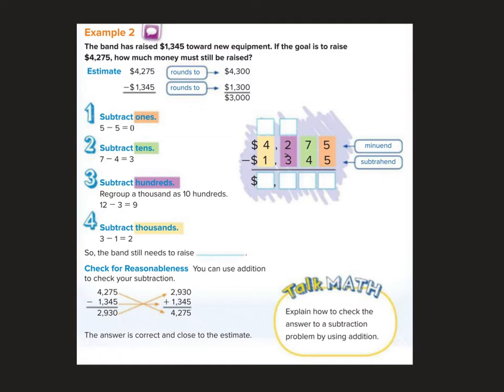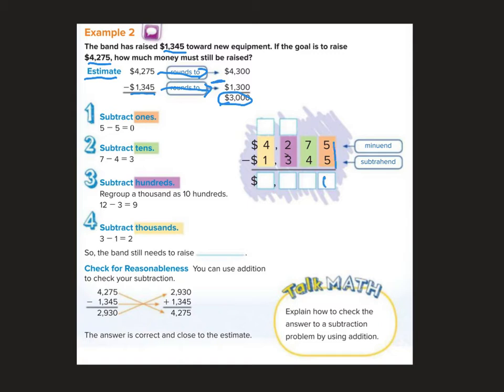Here we go. The band has raised $1,345 toward new equipment. If the goal is to raise $4,275, how much money must still be raised? So here's our estimating. 4,275 rounds to 4,300. 1,345 could round to 1,300. If I'm subtracting these, I would notice that my difference should be about 3,000. Okay, so let's see if that happens.